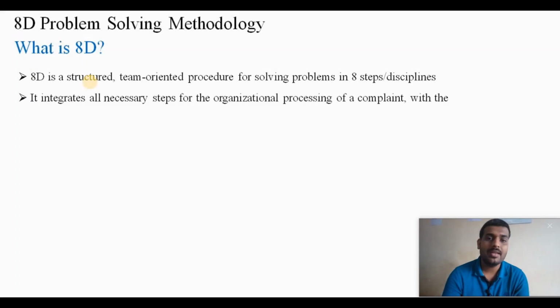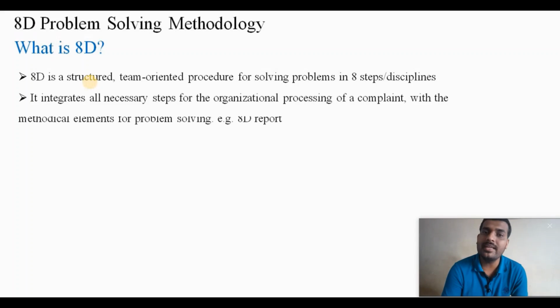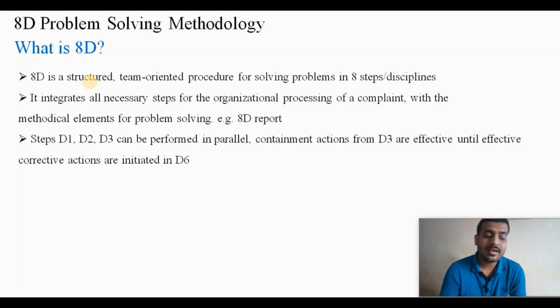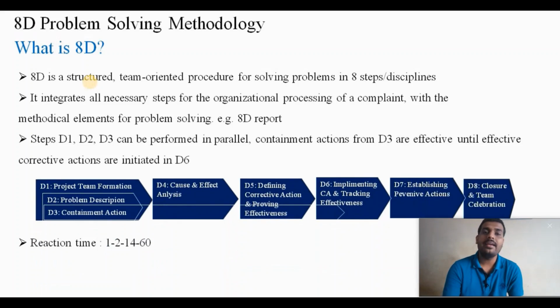Steps D1, D2, D3 can be performed in parallel, while containment actions from D3 are effective until corrective actions are initiated in D6. Here you can see the D3 containment action starts at the start of the project, and it is effective till corrective actions are implemented.